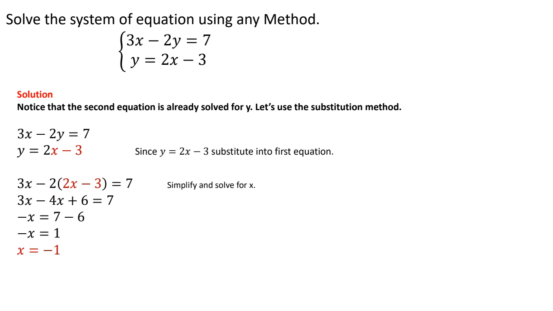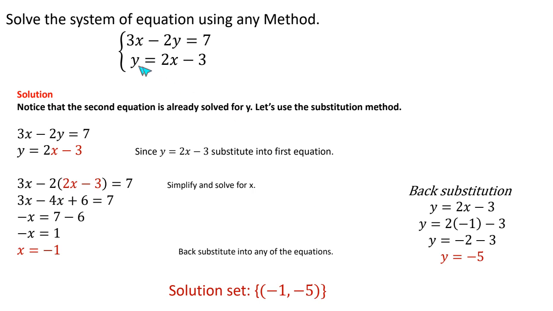To find the y, we back substitute. So I'm going to use the second equation. So I get y equals 2x minus 3. So y is 2 times negative 1 minus 3. So we get that y is equal to negative 5. So here's my solution.